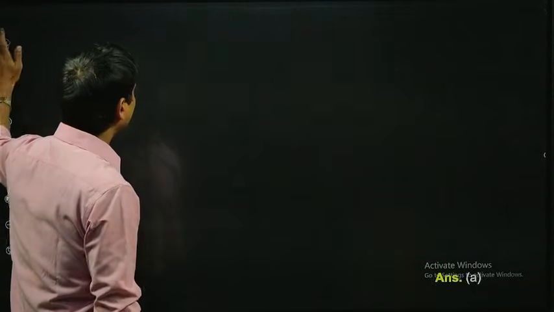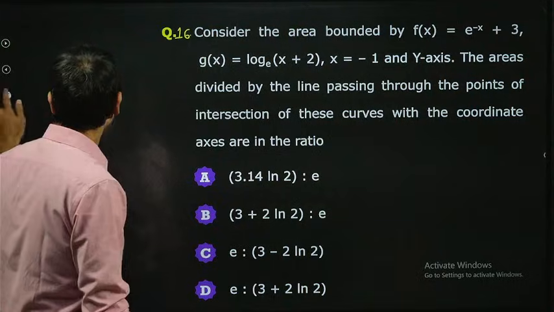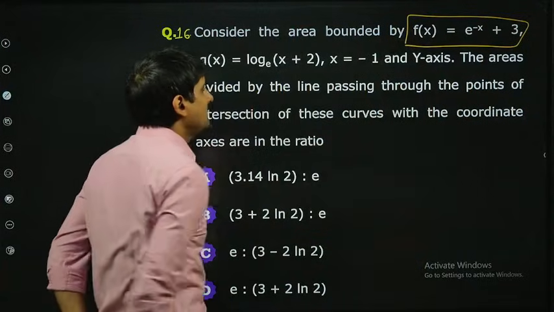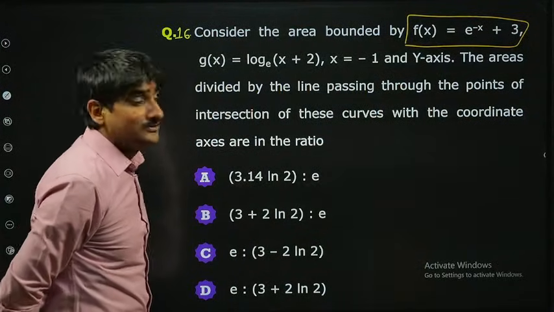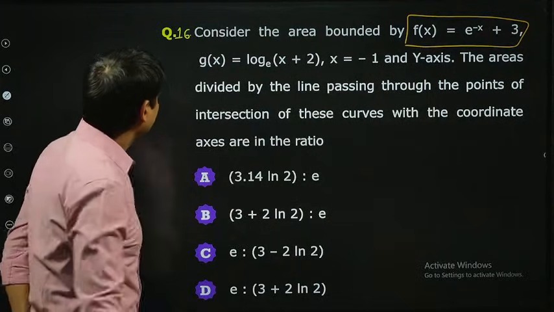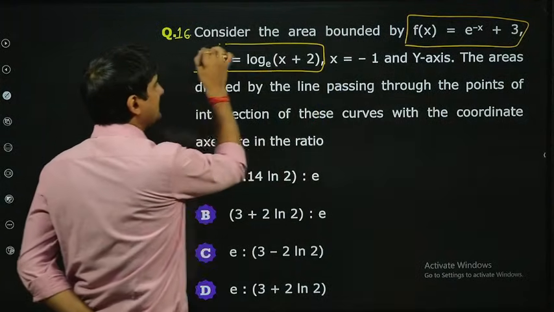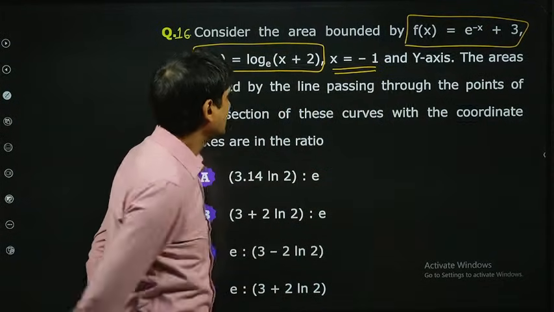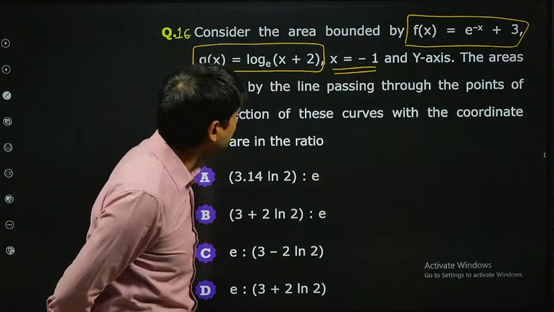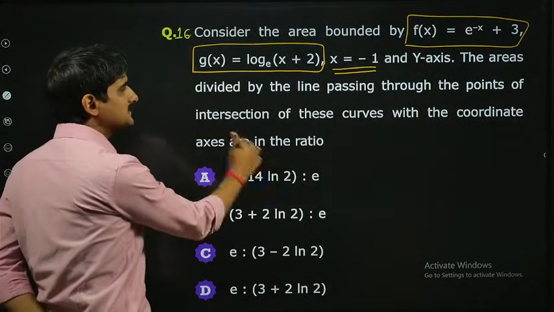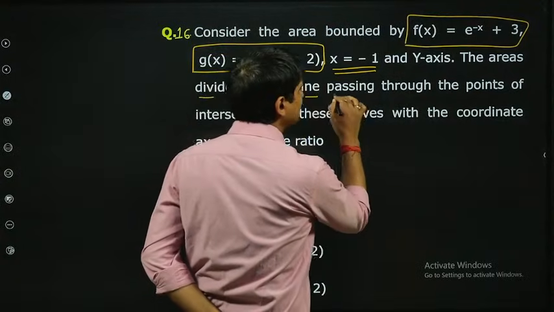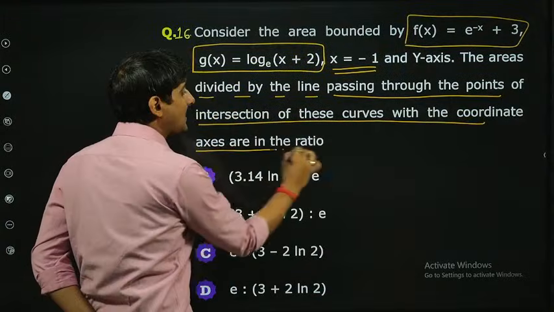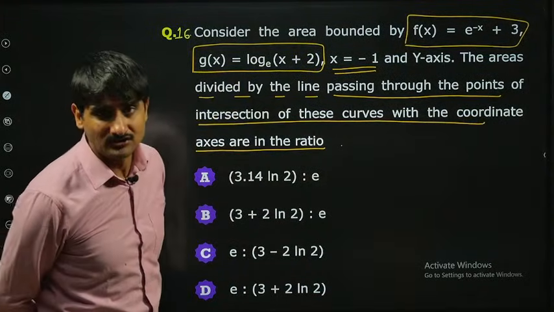So that's next. Moving to the next one. Next question is this one. Consider the area bounded by the curves f(x) is equal to e raised to the power minus x plus 3 and g(x) is equal to ln of x plus 2, and the line x is equal to minus 1 and the y-axis. The areas divided by the line passing through the points of intersection of these curves with the coordinate axes are in the ratio. So first let us draw these curves.